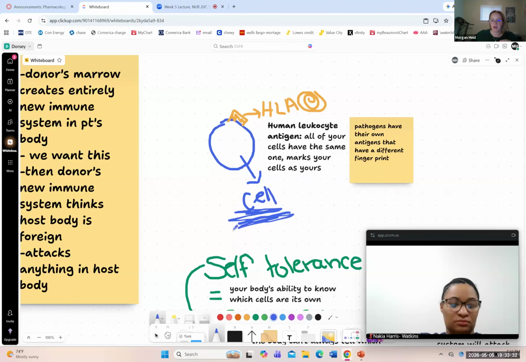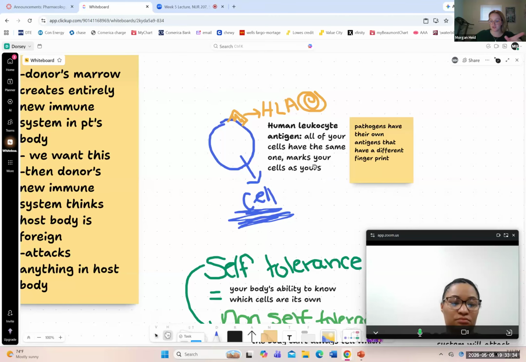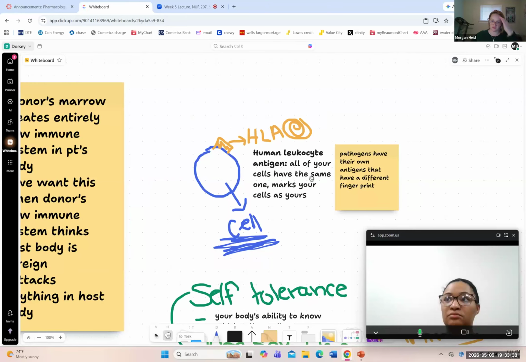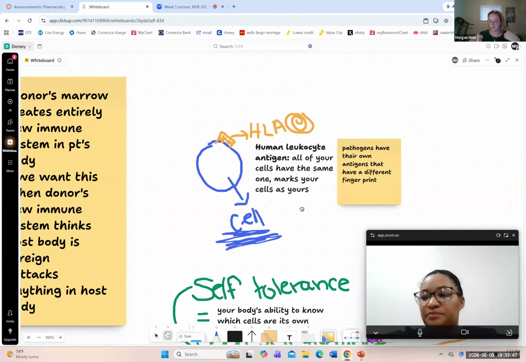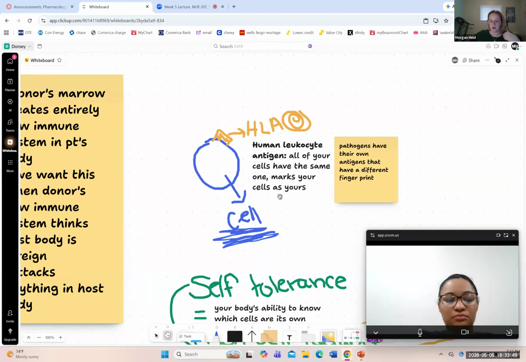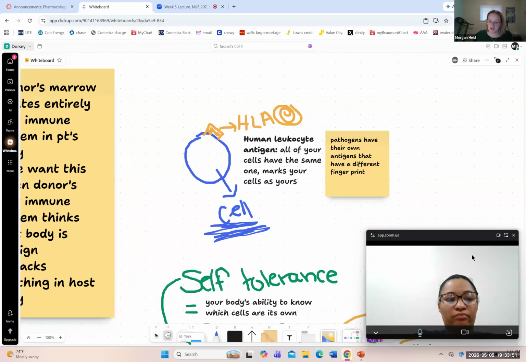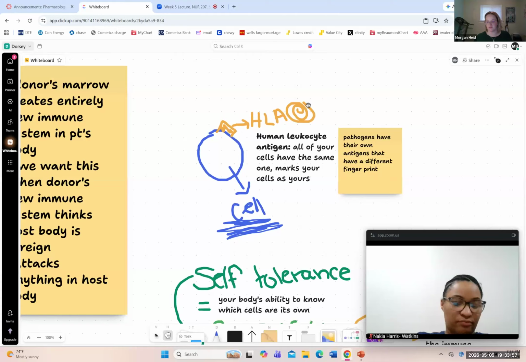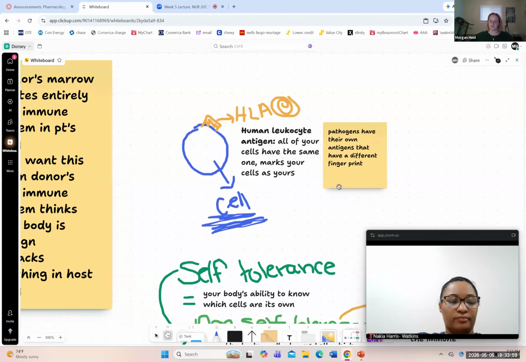So what happens? Pathogens also have their own antigens, their own identifying markers. You can think of it like every cell has an ID card on them. All of your cells have the exact same ID card. It would be your driver's license, right? Because they're my cells. Otherwise, all other pathogens, things in your body that are not yours that we don't want in there, have a different fingerprint. They carry a different license card.